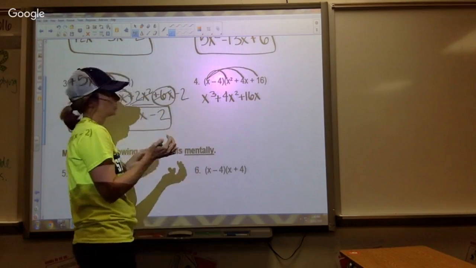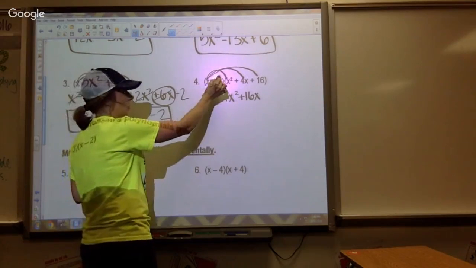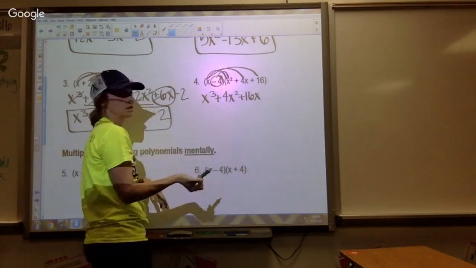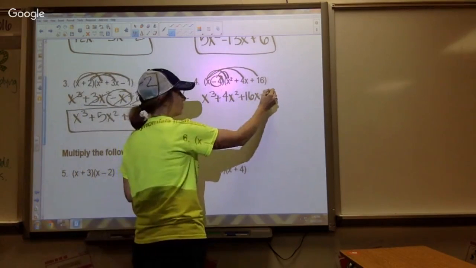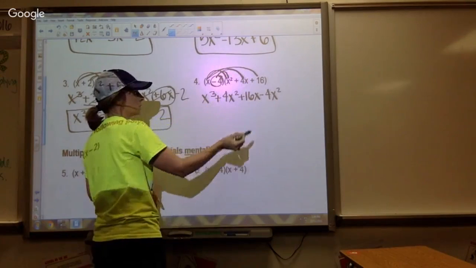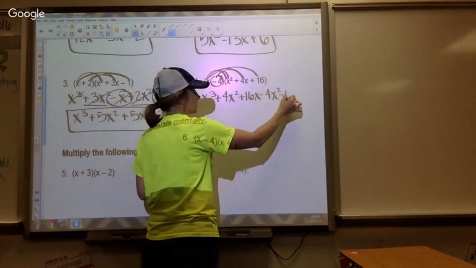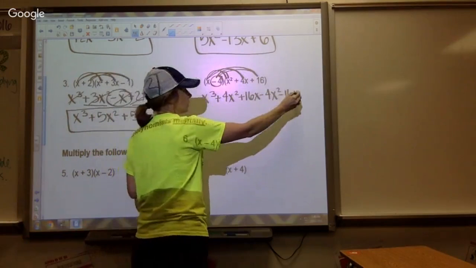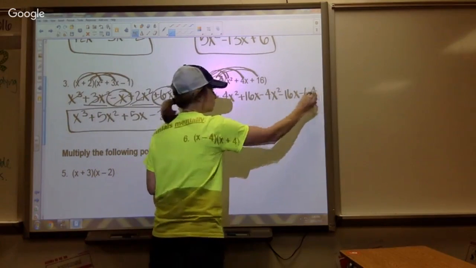So we finished multiplying everything by x. Now notice here, this is a negative 4. So negative 4 times x squared would give you a negative 4x squared. Negative 4 times 4x would be a negative 16x. And negative 4 times 16 will give you a negative 64.